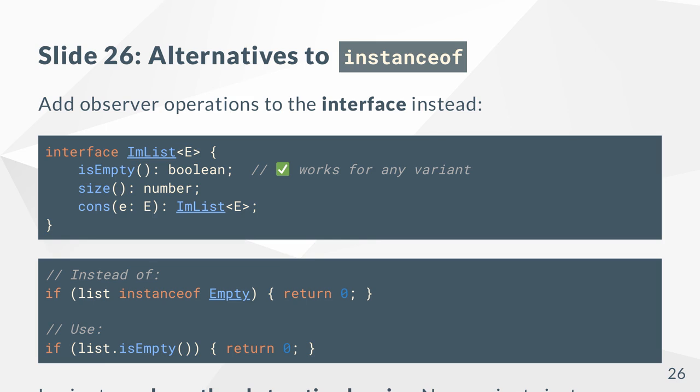The alternative: add observer operations to the interface. Declare isEmpty in the ImList interface. Every variant implements it correctly. Instead of checking if list instanceof Empty, check list.isEmpty. Logic stays above the abstraction barrier. Adding a new variant just requires implementing isEmpty correctly in that class. All existing code continues to work without changes. Observer methods extend cleanly. Instanceof chains do not.